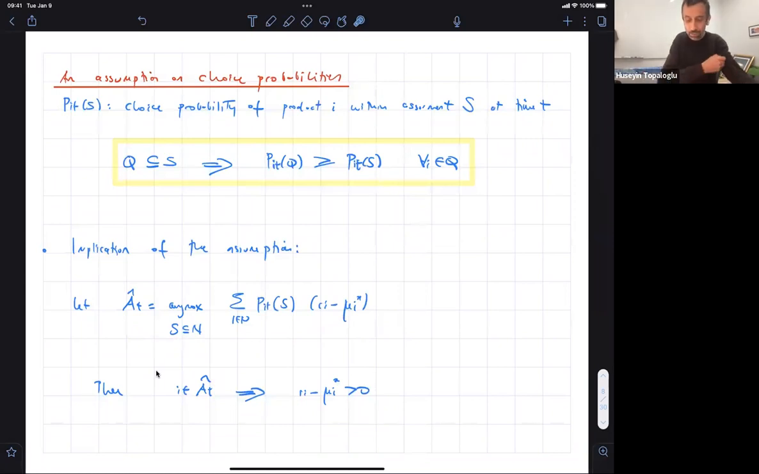Okay, here's another quick pause point for us. Any questions about this assumption or any questions about its implication?